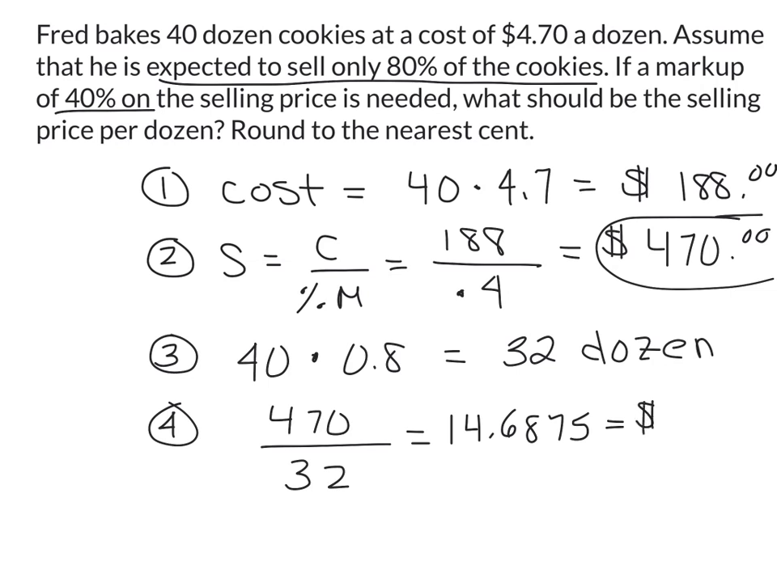So our answer is $14.69. That means that Fred must sell each dozen at $14.69 in order to get a 40% markup on selling price.